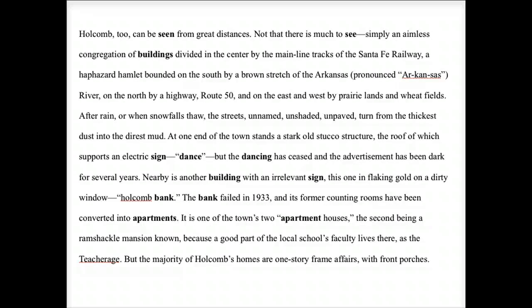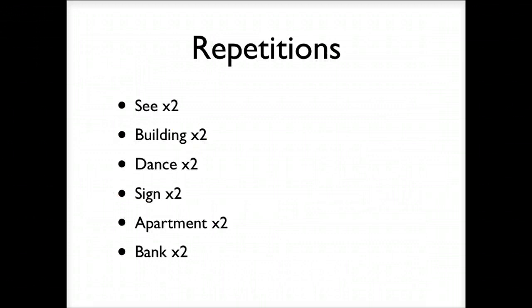What I've done here is I've gone through and bolded the words that are repeated. We see that we've got seen and see, buildings, building, sign, sign, dance, dancing, bank, bank, apartments, apartment. Okay, these are the repetitions that we have. And if you were following the method as it calls for in the book, you'd write this down. I see the word see repeated twice, building twice, dance twice, sign twice, apartment twice, bank twice. So that's the first step, finding the repetitions.